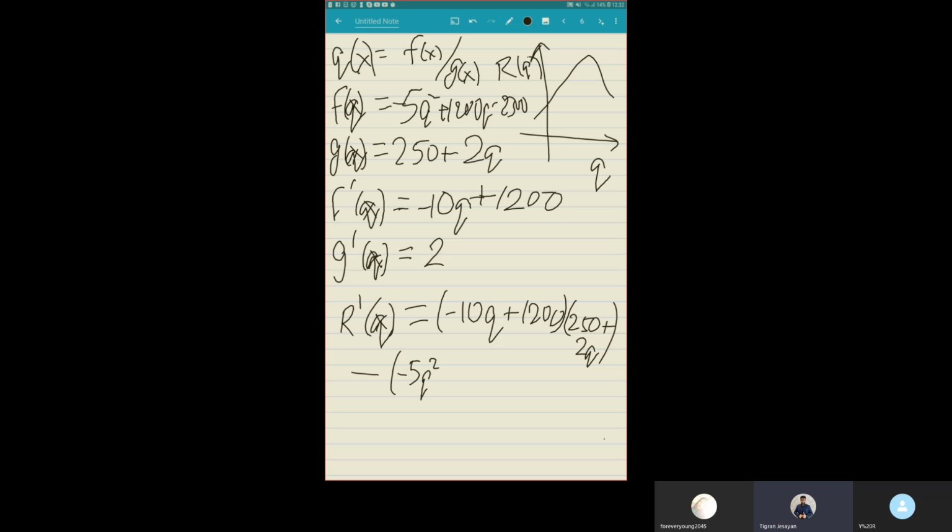So now we get rid of everything. It becomes minus 2500Q minus 2400Q, minus 10Q to the power 2 plus 350,000. Correct. And now we got the down part.